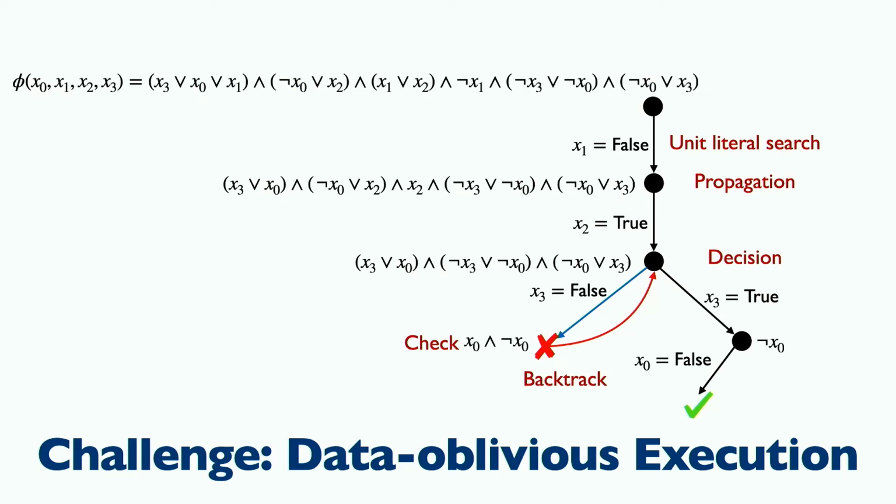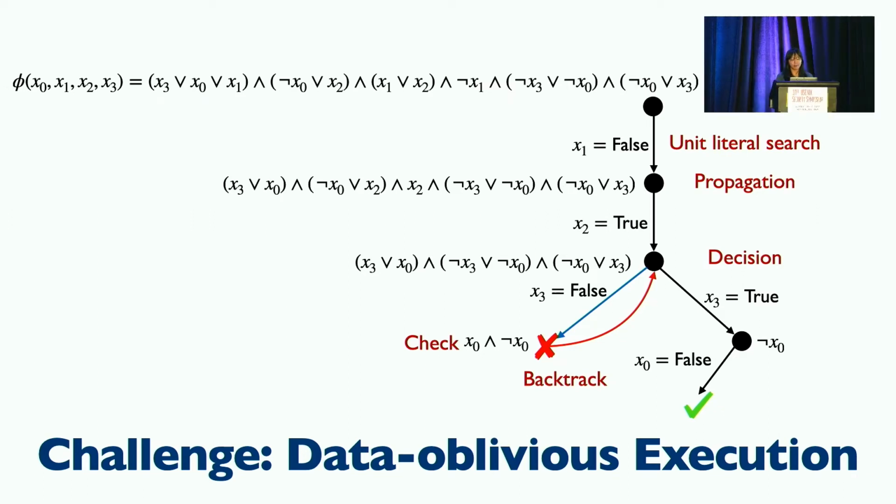Designing a privacy-preserving SAT solver is challenging because it's hard to design data-oblivious execution for the DPLL procedure. Existing implementations and data structures are highly data dependent, even for the basic operations. On the other hand, 2PC computation requires data-oblivious execution to prevent information leakage.